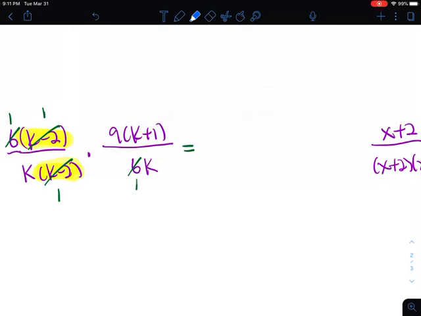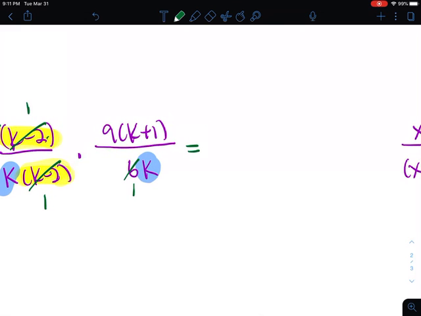Now, you might say, why can't we cancel out these k's? Because I have a k and a k. And the reason why we can't cancel those out is because they're both in the denominator, right? So we can't make those equal to 1s, whereas these k minus 2s, this is k minus 2 divided by k minus 2.